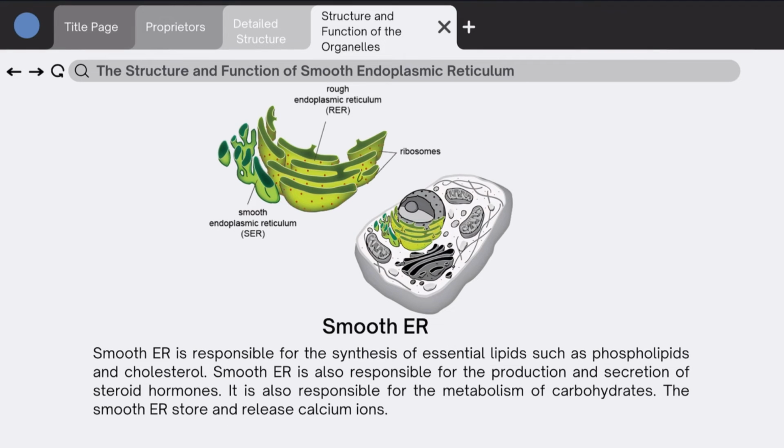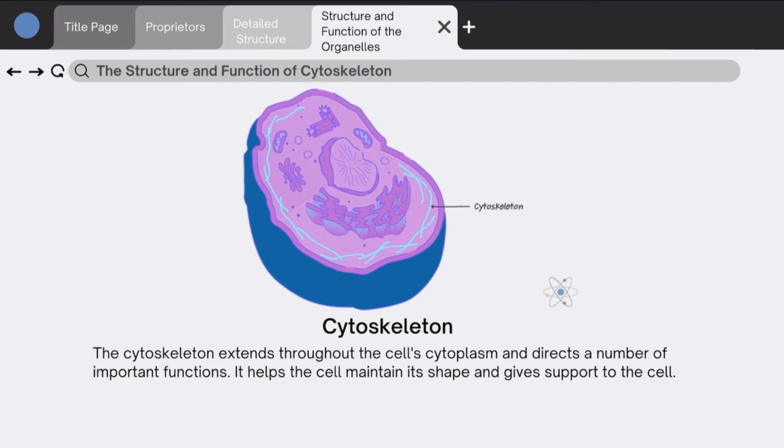Next one is smooth ER. Smooth ER is responsible for the synthesis of essential lipids such as phospholipids and cholesterol. Smooth ER is also responsible for the production and secretion of steroid hormones. It is also responsible for the metabolism of carbohydrates. The smooth ER stores and releases calcium ions.